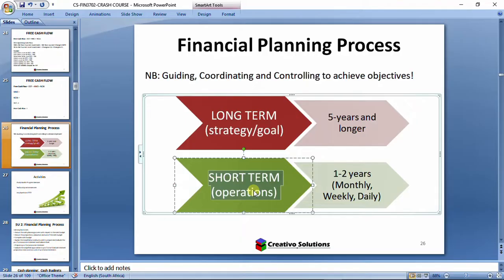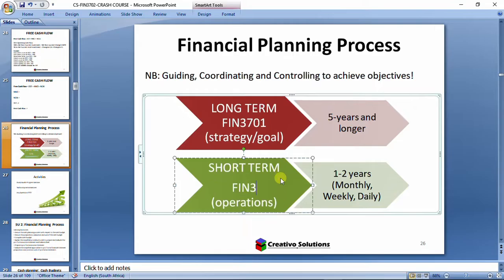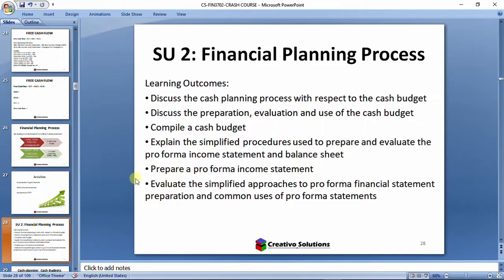So we're not looking at long-term. Long-term was FIN3701. We're looking at short-term, which is FIN3702. That's the one we're looking at. Right, so everything that you're going to be covering now, you'll see study unit 2, is looking at what we just spoke about.